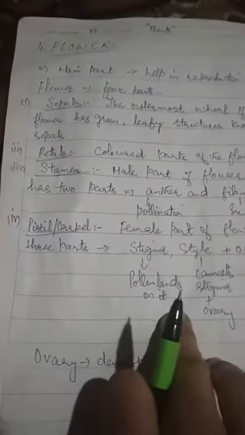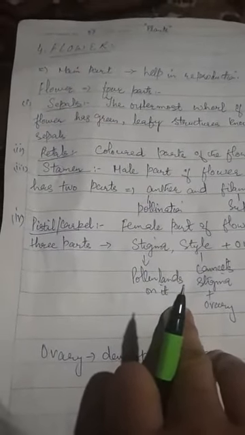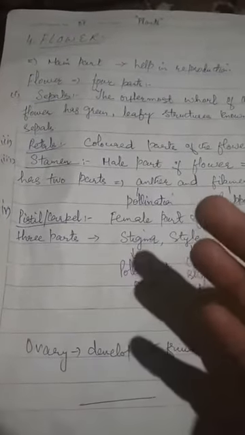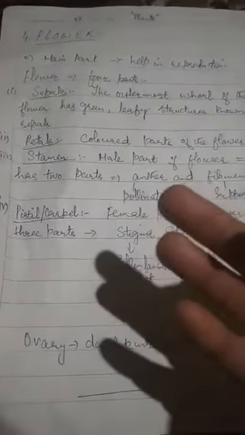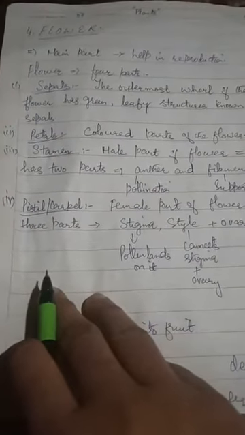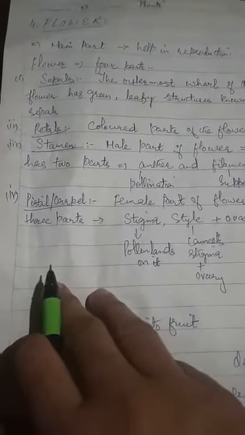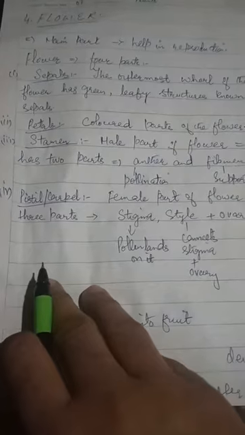Now, coming to the fourth part, that is flower. Flower is the main part of the plant as it has a pivotal role, that is, it helps in reproduction of plants. Means it helps the plant produce other plants. Furthermore, flower has four subparts: sepals, petals, stamen and the pistil or carpel.